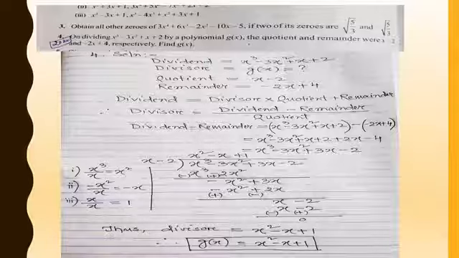Finally here the remainder is 0, therefore we can say that this x squared minus x plus 1 is our answer for g of x. So g of x is x squared minus x plus 1.